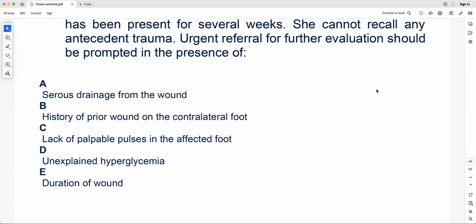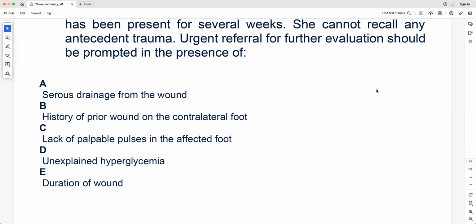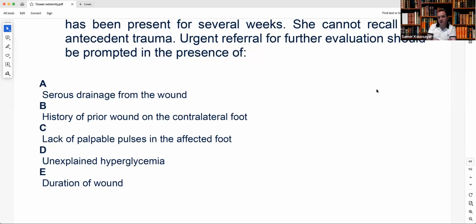So I think this is the one. If her sugar was not controlled, as I explained, that means she has sepsis. Diabetic people sometimes don't show you signs of sepsis like fever or tachycardia. You don't see the typical signs of infection. So when you see unexplained hyperglycemia, it should trigger your attention, as you may be dealing with sepsis. So she really needs an urgent referral to the hospital, either for debridement or antibiotics or something like that.